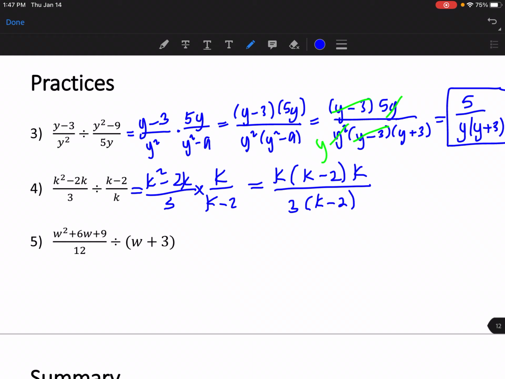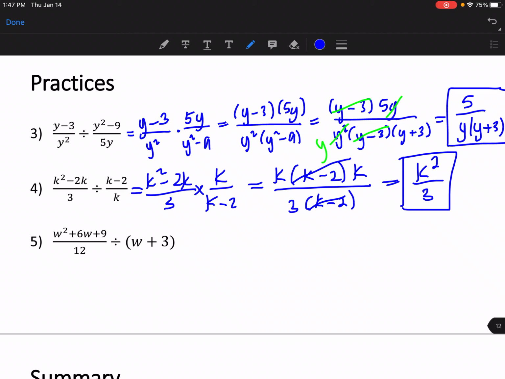Now, can I factor anything? No, I cannot factor. Can I simplify anything? I have k minus 2 divided by k minus 2. That gives me 1. Therefore, k times k gives me k squared all over 3.